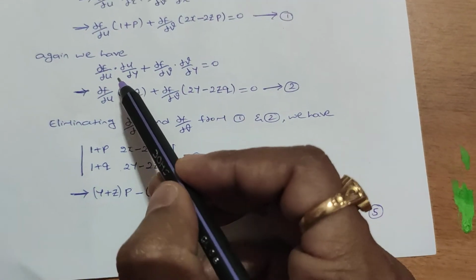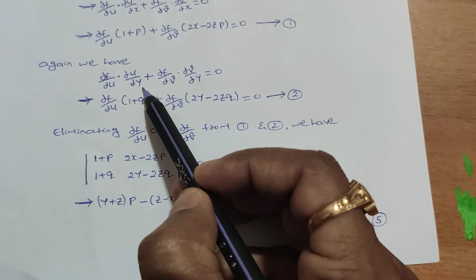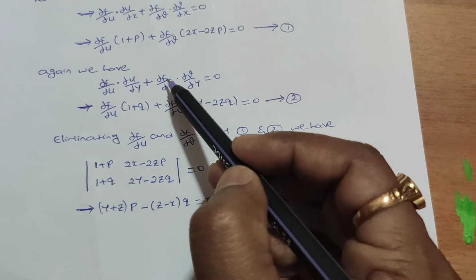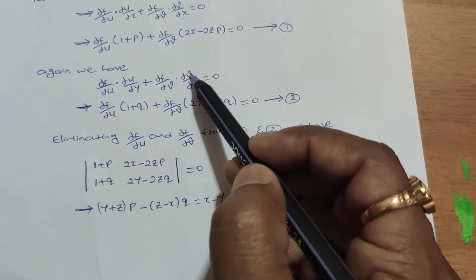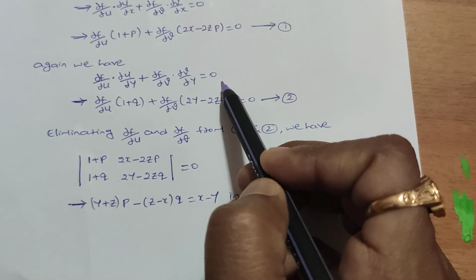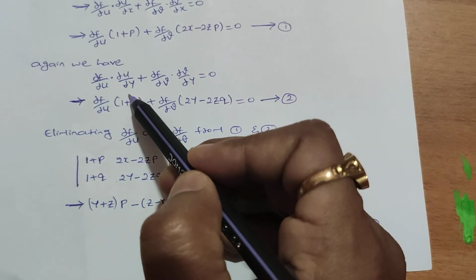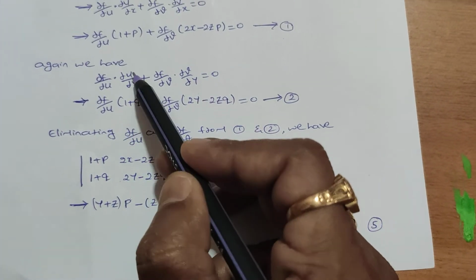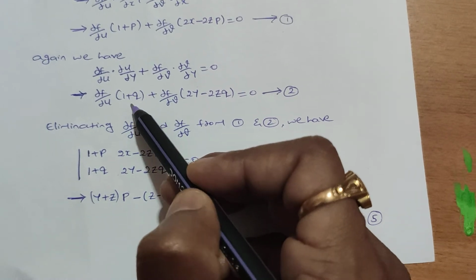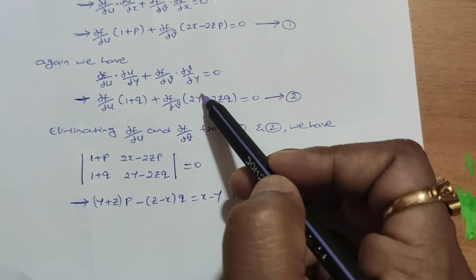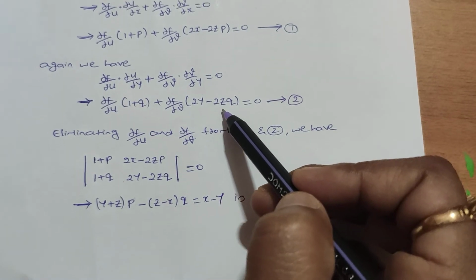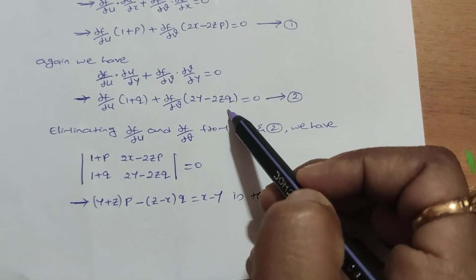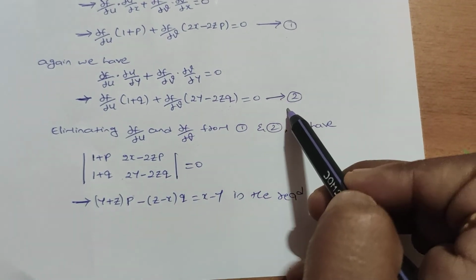Again we have dou f by dou u into dou u by dou y. So this is with respect to x and this is with respect to y. This is the basic definition: dou f by dou y, dou f by dou v into dou v by dou y, which is equal to 0. Here also we replace the value of dou u by dou y as 1 plus q, and dou v by dou y as 2y minus 2zq, which is equal to 0. Call this equation 2.